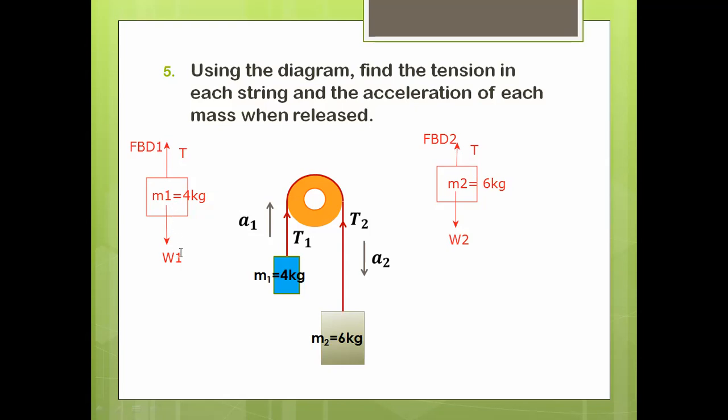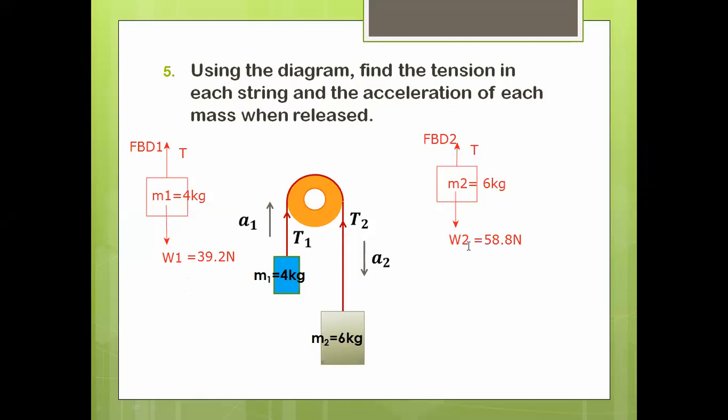Now, the weights of the bodies here, weight 1 and weight 2, we will try to find them out. Can you please determine their values for me? So we get our weights 1 and weight 2 by multiplying mass by gravity, or acceleration due to gravity. So that's 4 times 9.8 and on the other side 6 times 9.8, giving us 39.2 newtons and 58.8 newtons for both sides.